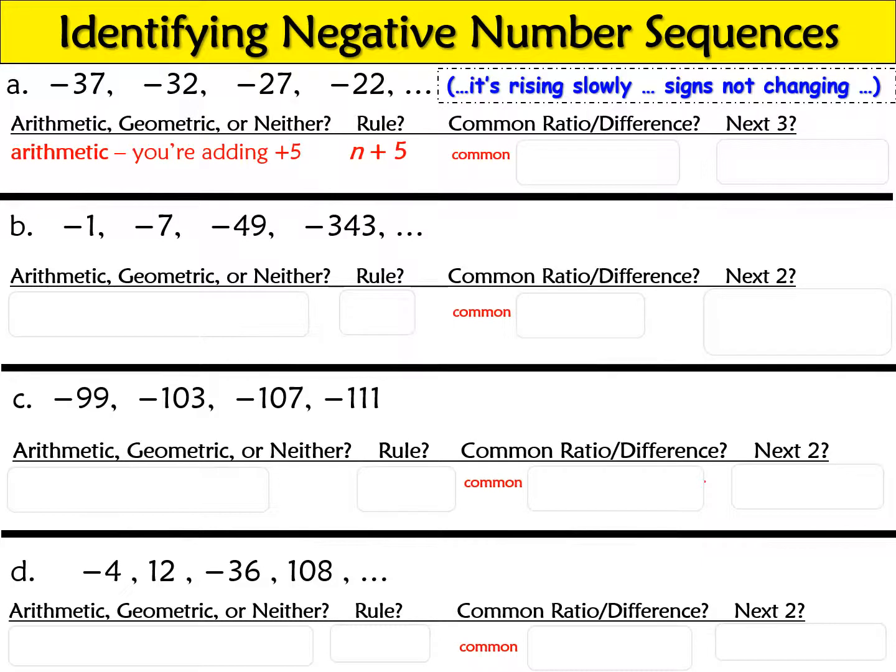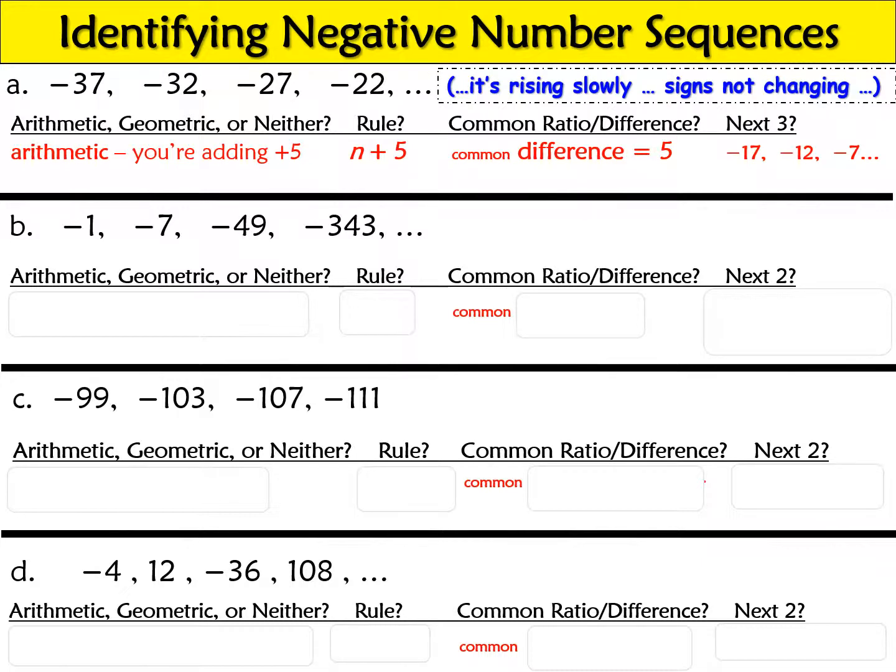Now, because this is an arithmetic sequence, will this sequence have a common ratio or a common difference? It will have a common difference, and that common difference is 5 because that's the number we're adding to move forward. So the next three terms in the sequence are going to be negative 17, negative 12, and negative 7. Let's take a look at pattern B.